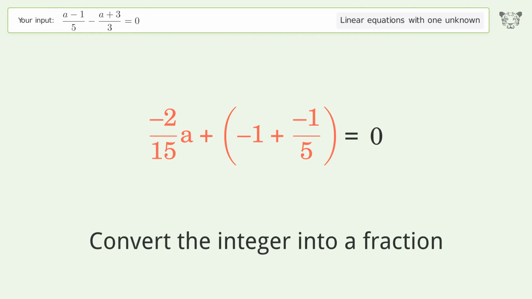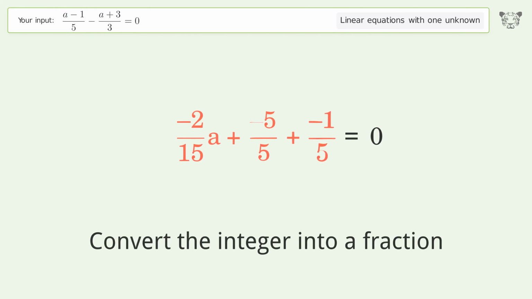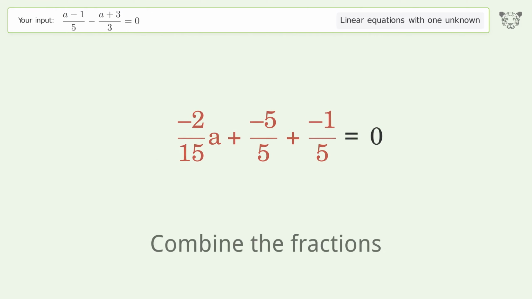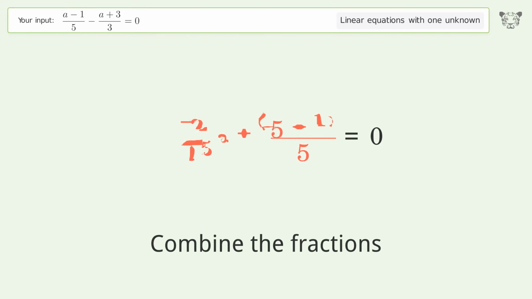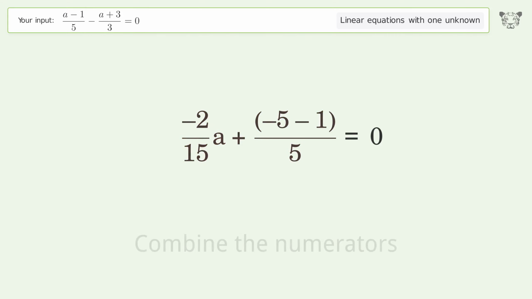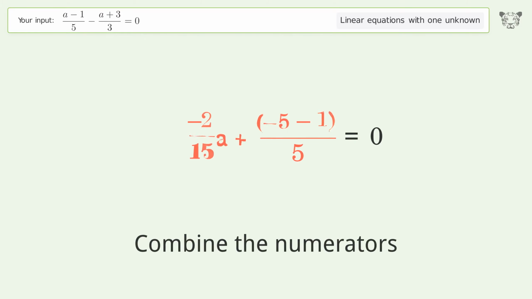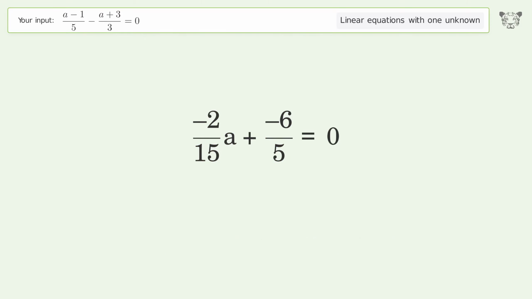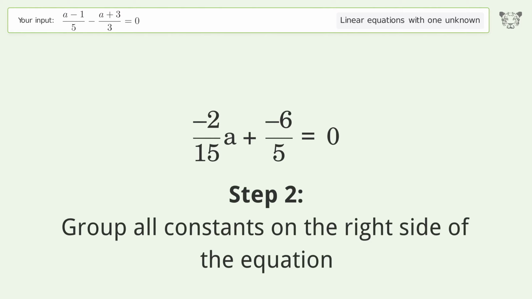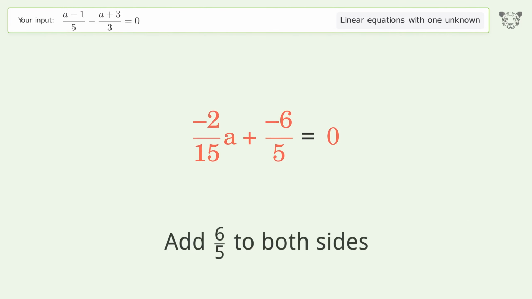Convert the integer into a fraction. Combine the fractions. Combine the numerators. Group all constants on the right side of the equation. Add 6/5 to both sides.